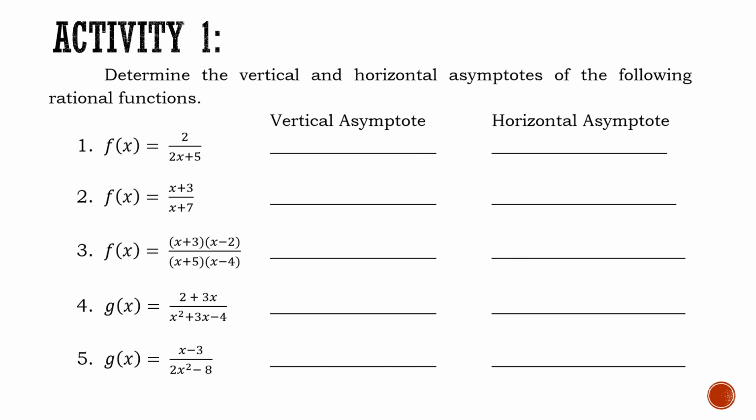For activity 1, determine the vertical and horizontal asymptotes of the following rational functions. You're asked to find the values of the vertical asymptotes and the horizontal asymptotes of the given rational functions from 1 to 5.